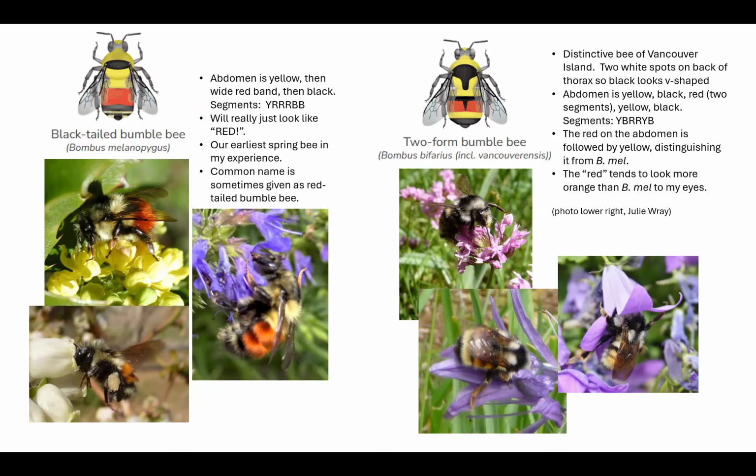And this is different from the two-form bumblebee, Bombus bifarius, or recently renamed as vancouverensis. I like the bifarius name a little bit because it looks like it has two white spots on the back of the thorax. And you can really see that in this picture on Camas here on the bottom. Those two light color spots, bi for two, are really distinctive in this species. And the other thing that you'll notice is that the orangey red is followed by yellow on the abdomen. But on Bombus melanopygus, there really isn't much yellow after the red.